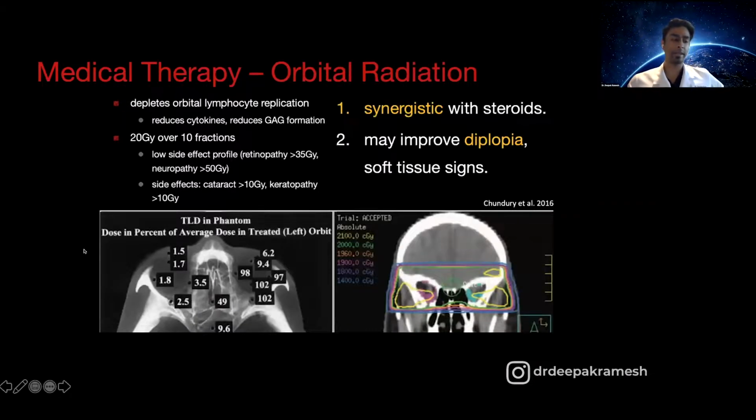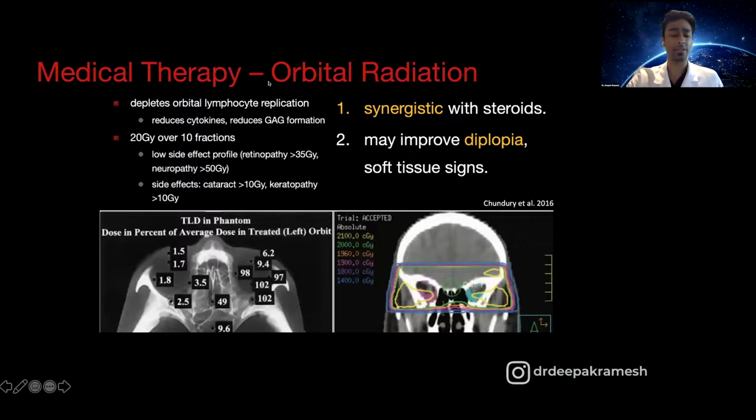Orbital radiation is something that's controversial. There are some groups that really believe in it, and there are some groups that think it's not helpful. And the dose is 20 gray over 10 fractions, so 5 days a week for 2 weeks. The side effect profile is really quite well tolerated because most patients who develop ocular problems from radiation have a much higher dose. So since this dose is much less, you usually don't have those issues.